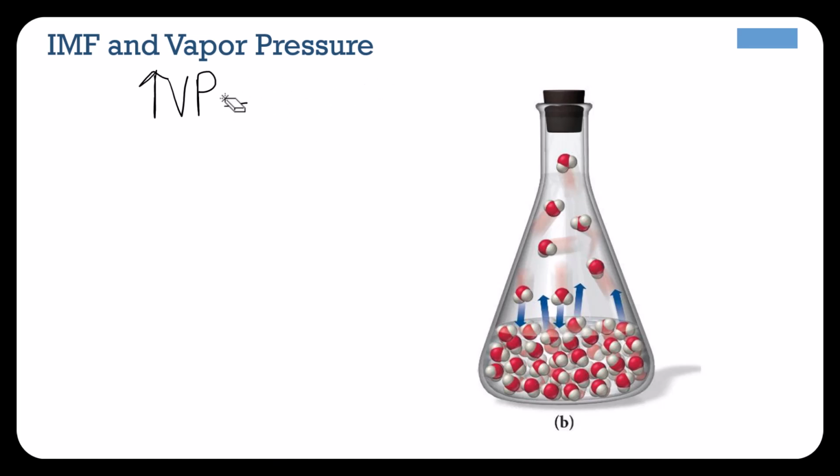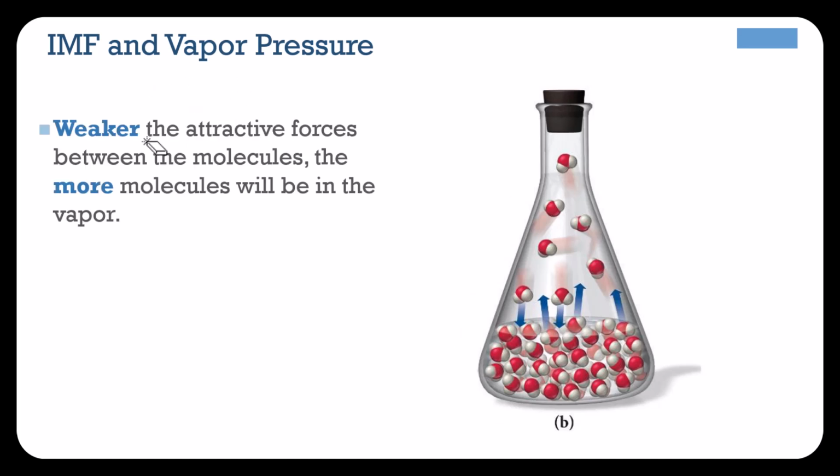I'm going to erase this so you can see the words. I like to use a lot of symbols. That helps me. But here's the words. The weaker the attractive forces between the particles, the more molecules that will become a vapor, the higher the vapor pressure is going to be.